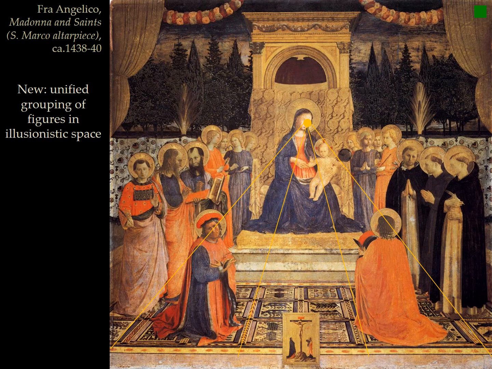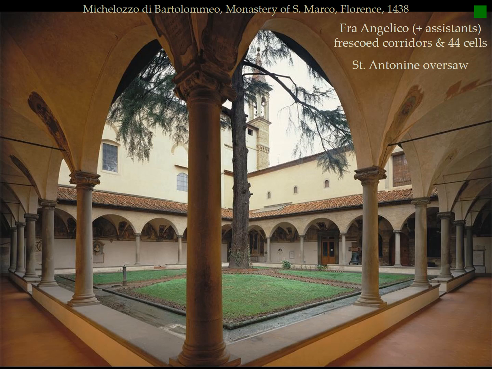There is a new unified sense here of the groupings and figures in illusionistic space. Again, the orthogonal lines trace their vanishing point to the Virgin Mary's head, showing us who the focal point is here as the Mother of God. She is also going to be set within this larger context.